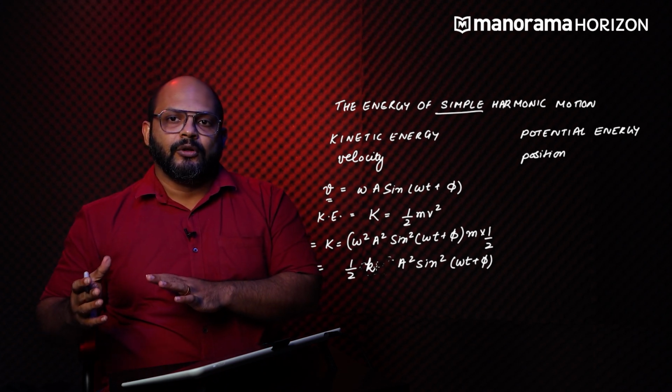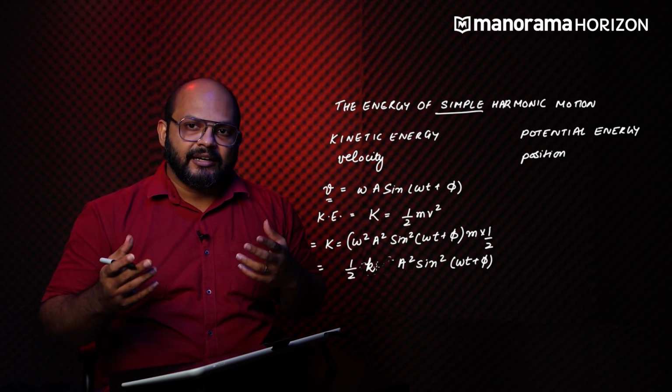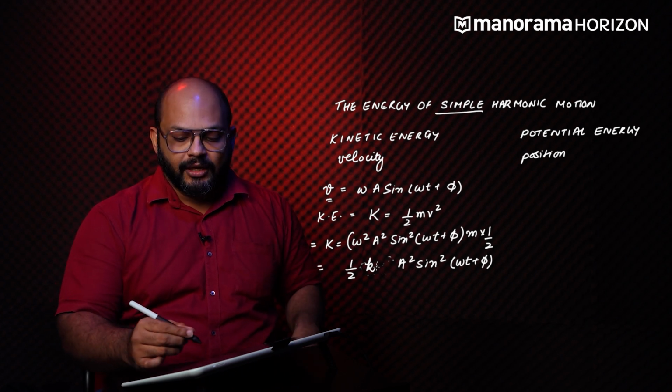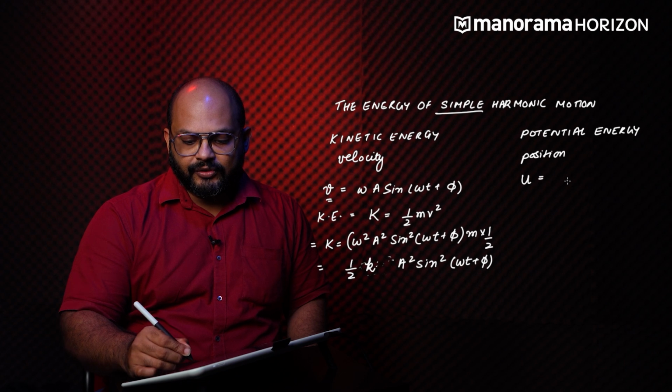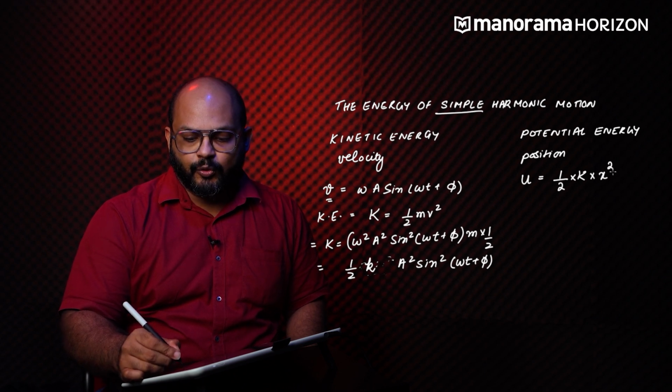On the other hand, we also have to find the potential energy of the system. For a system that is acting under a conservative force, for example, in this case, we are talking about a spring, the potential energy of the spring is given by U = ½ k x², where k is the spring constant.